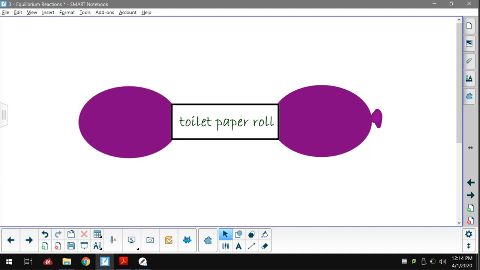So if I have a system here at equilibrium and I squeeze on this side, it's going to go over to this side. It's going to move to this side. That is a system equilibrium. If I were to do the same thing on the other side, it would have a similar effect.